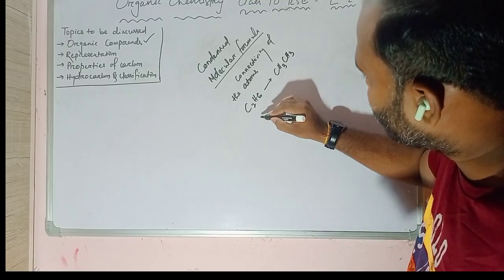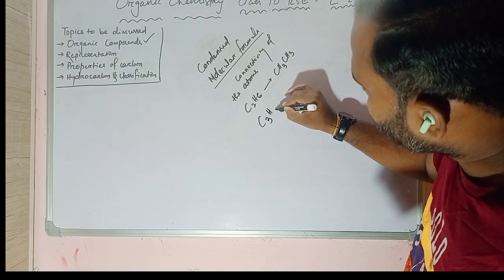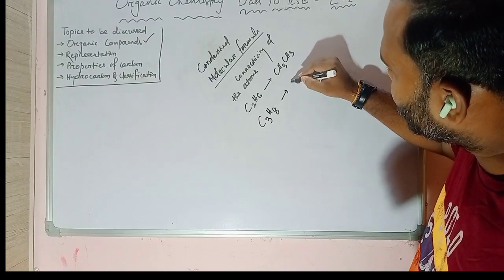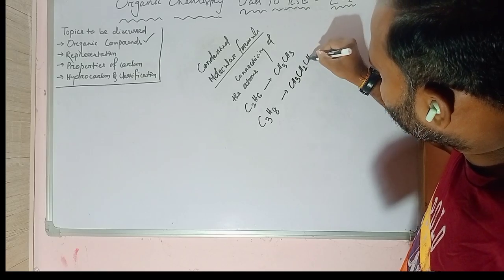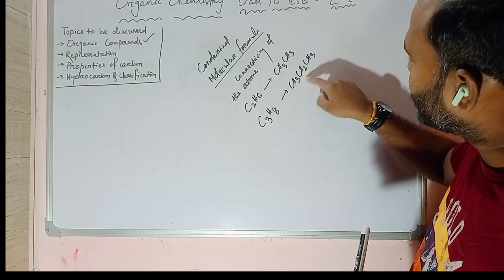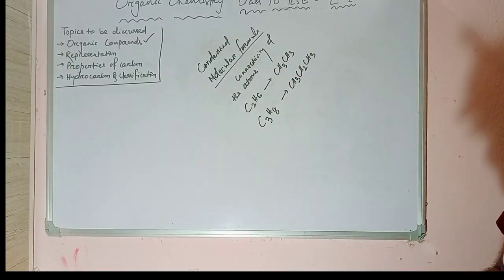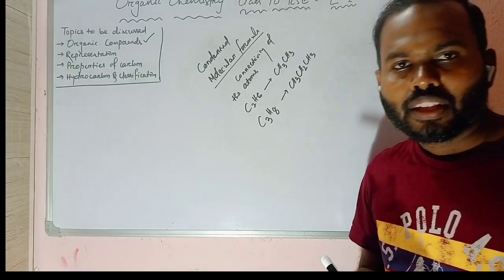Suppose C3H8. It can be written as CH3, CH2, CH3. So this is your condensed molecular formula, and this condensed molecular formula represents the connectivity of the atoms.